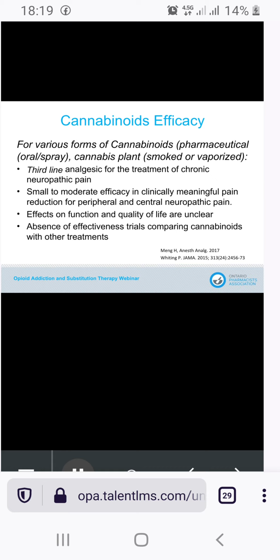Overall, it's still showing that there's some small or moderate efficacy in clinically meaningful pain reduction in peripheral and central neuropathic pain. The effects on function and quality of life are still unclear. And the big one is there's not a lot of trials, efficacy trials or effectiveness.